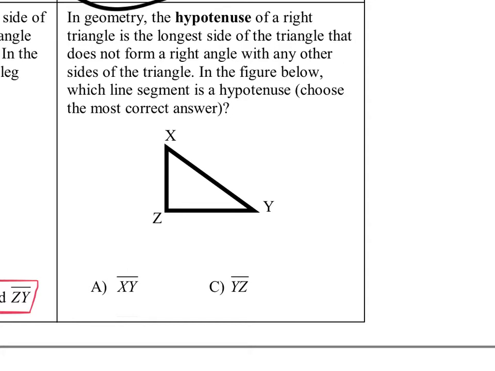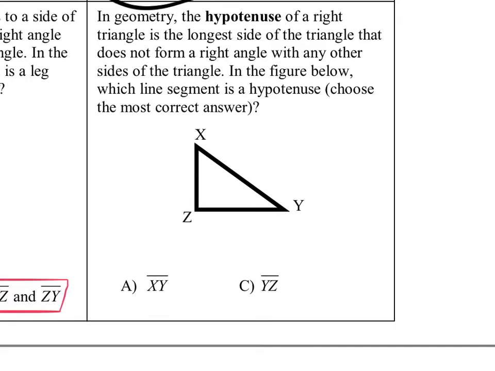All right. A hypotenuse, it says, is the longest side of a right triangle. So again, once again, we're talking about right triangles and right triangles only. It's the longest side of the triangle that does not form the right angle. So there's only one possibility here. This is the only line segment that does not form part of the right angle over here, which means it's the only thing that is not a leg. So if it's not a leg, it is a hypotenuse.